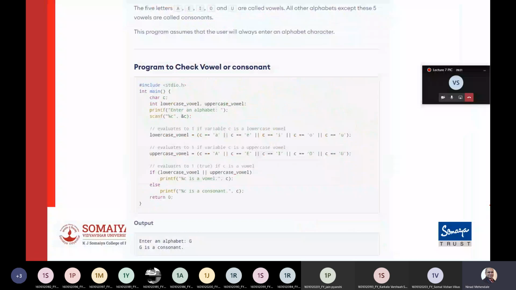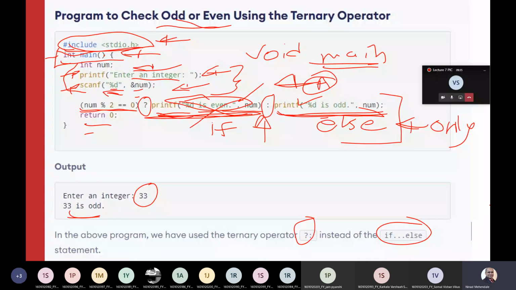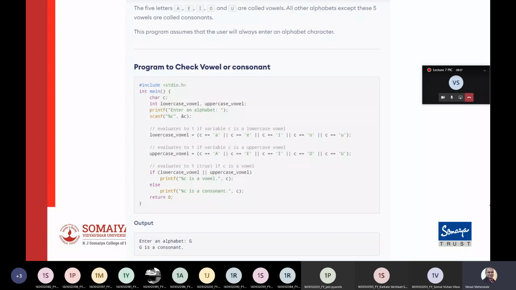Now, next program, I think I missed out something. Okay, anyways. So next program is write a program to check the vowel or consonant.